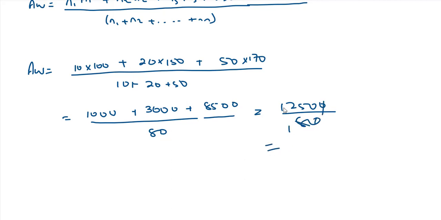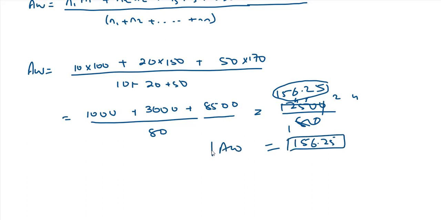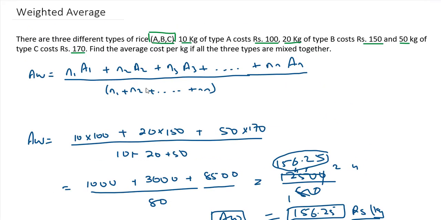We have 8 ones are 8, then 8 fives is 40, we have 5 carry, 8 sixes are 48, we have 2 left, then 8 twos is 16, 4 left, 8 fives is 40. So we are getting the answer as 156.25. So the average cost of the mixture will be equal to 156.25 rupees per kg. So in this way you can use the formula for weighted average and calculate your average.